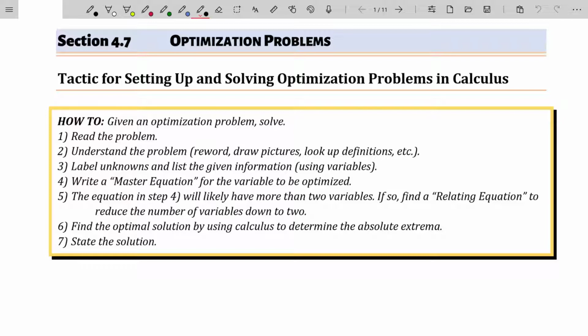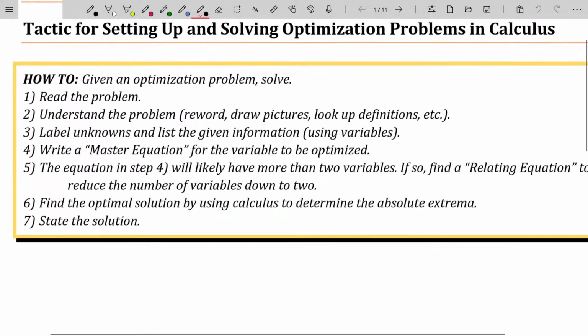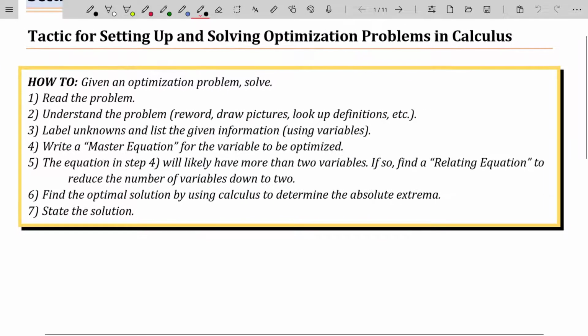Now, optimization problems really sound terrible, and if you open up a textbook, honestly, it looks like a ton of word problems, and they are word problems. But there is a suggested tactic for setting up and solving optimization problems. Specifically, I have just written out the tactic that I teach my students here, and this is very much in line with how I attack related rates problems. I like the symmetry of it, and so we'll talk about this here.